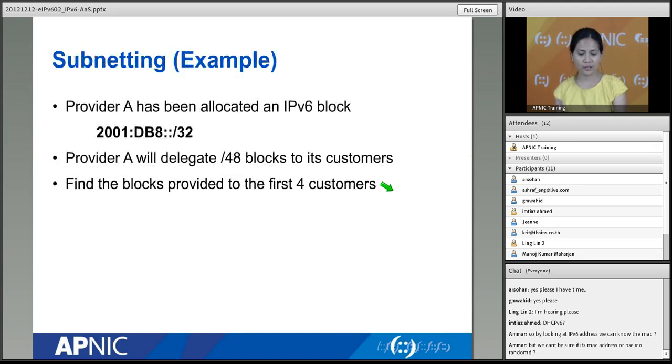So notice here that your block starts with 2001:1234, and the rest again is based on the EUI-64 of the interface ID.